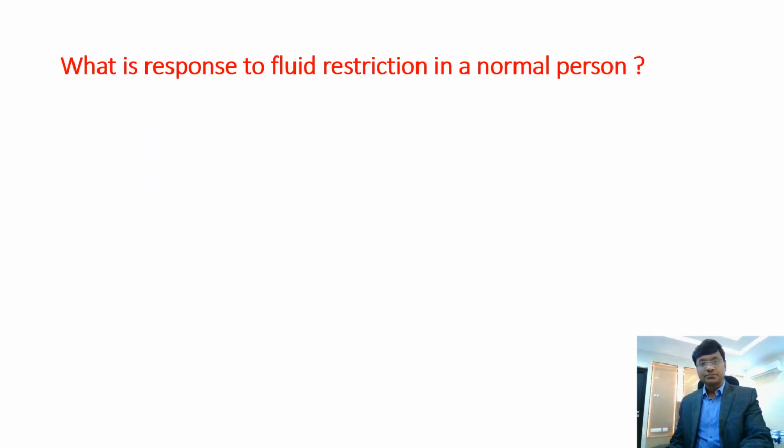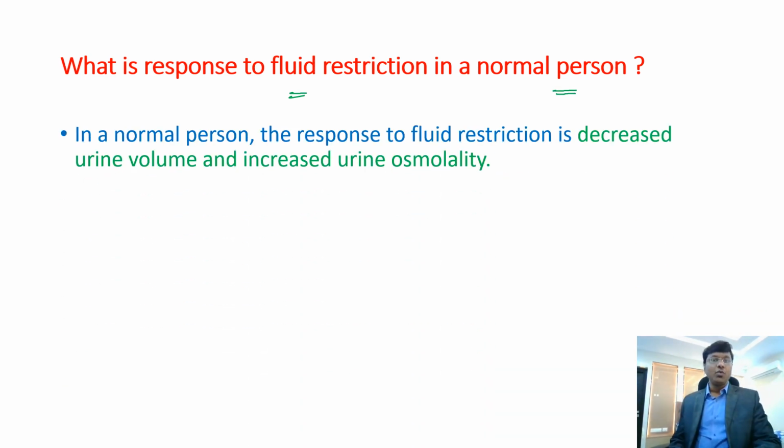Now, what is the response of the water deprivation test in a normal individual? In a normal individual, whenever you do a water deprivation, what will happen? In water deprivation, what are you doing? You are restricting the fluid intake. So thereby, what will happen to the urine volume? That is decreased. And thereby, what will happen to the urine osmolality? That will be increased. So this will be the response of water deprivation in a normal person.